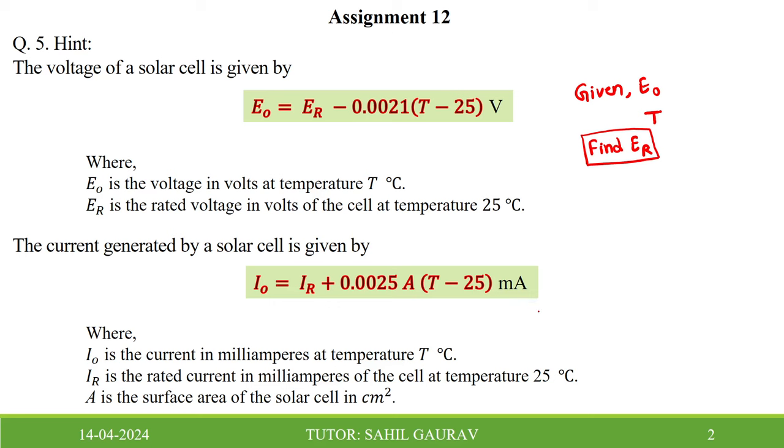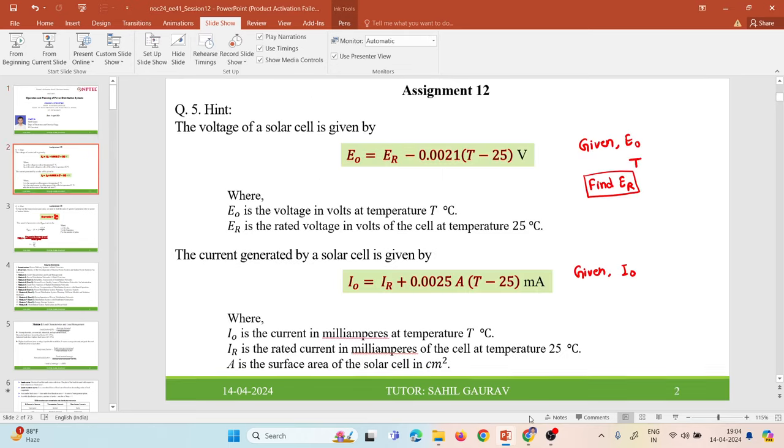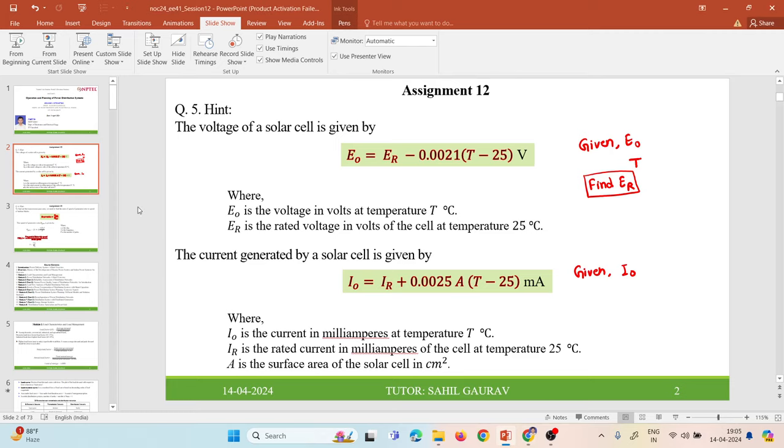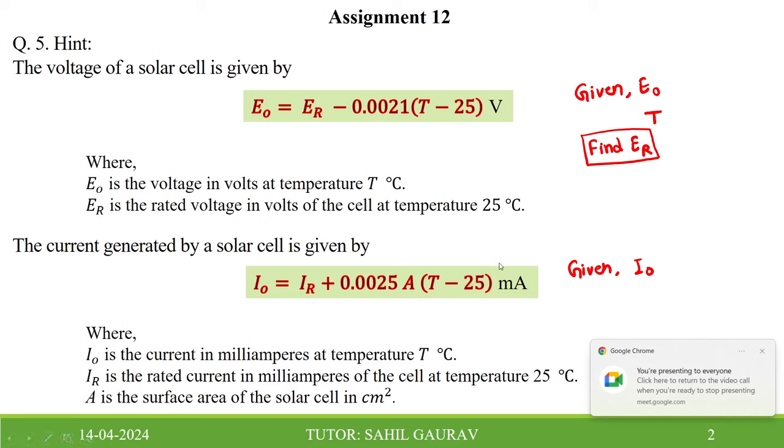Now, to find the current of the solar cell at 25 degree Celsius, the given data are I naught, that is at T degree Celsius, 801 milliampere. And T is given, 45 degree Celsius, and here you have A, the surface area of the solar cell in centimeter square. A is also given, that is 2 centimeter square. A is given, I naught is given, and T is also given, and you need to find IR.